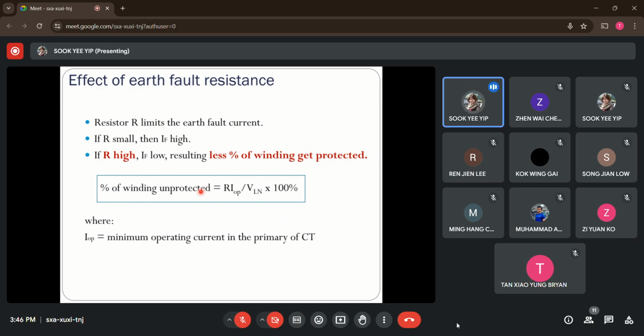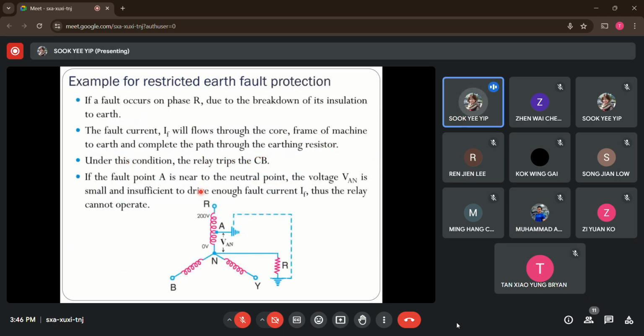Okay, now let's look at one example here. How is the restricted earth fault protection scheme implemented for a specific generator? In this case, the generator has three phases marked R, Y, and B. What happens if a fault occurs on the R phase, at this point here, let's say towards the end of the stator winding due to breakdown of the insulation to the ground?